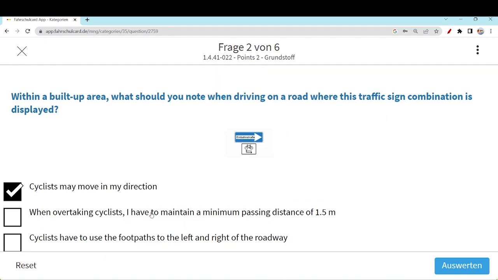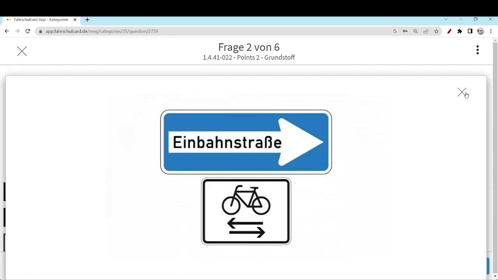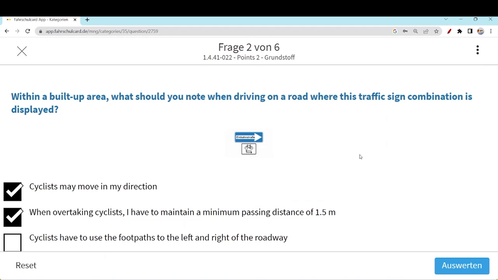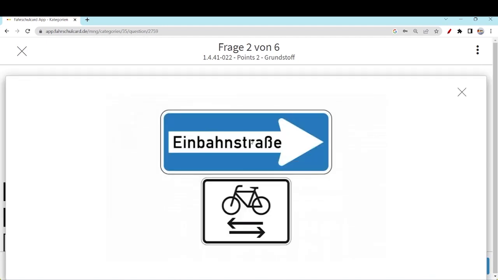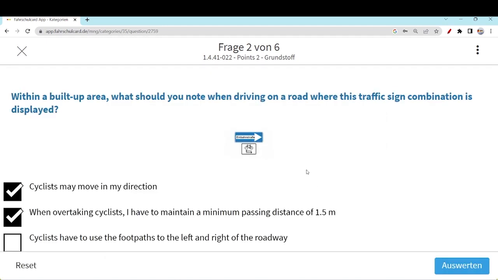When overtaking a cyclist, I have to maintain a minimum passing distance of 1.5 meters. That is fine, because whenever the cycle sign comes, you need to be very careful within the city area. Einbahnstraße is normally within built-up areas. You need to maintain a distance of 1.5 meters when overtaking a cyclist. But outside a built-up area, this distance needs to be 2 meters, because the speed is high outside built-up areas, around 100 km per hour or even more.